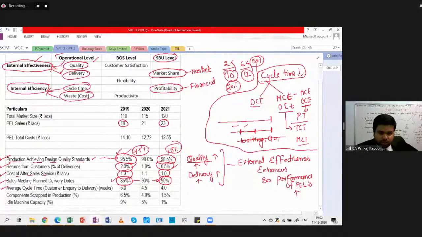Read this next measure. What is the measure? Average cycle time. Here, average cycle time means customer inquiry to customer delivery. Which cycle time they are talking about? They are talking about delivery cycle time. Okay, because I told you there are different forms of cycle time. Customer inquiry to delivery. The weeks are given. Earlier we take 5 weeks to deliver the goods after it is ordered. Now we take only 4 weeks.